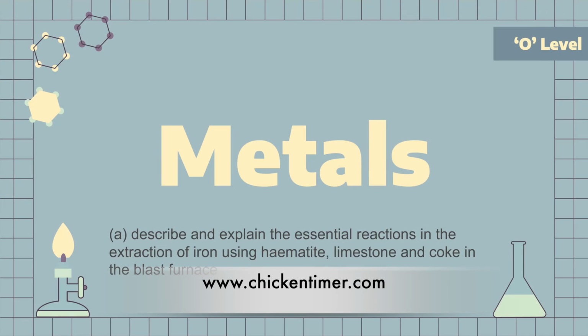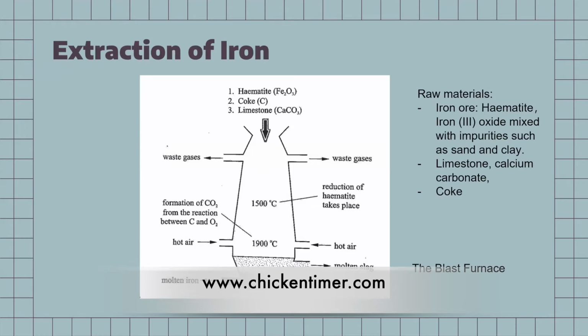So earlier on, we were talking about the extraction of iron. So you have the blast furnace. The summary is that the blast furnace is something very big. Then what you do is you have raw materials like this that will be placed from the top into the blast furnace, and you pump in hot air, which is supplying oxygen into the blast furnace.